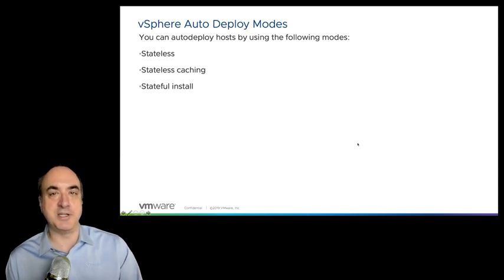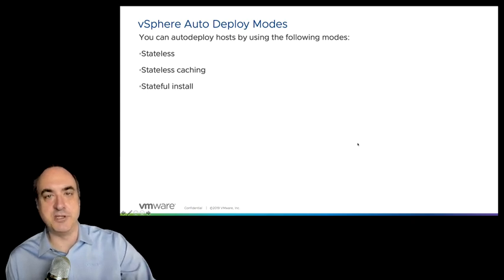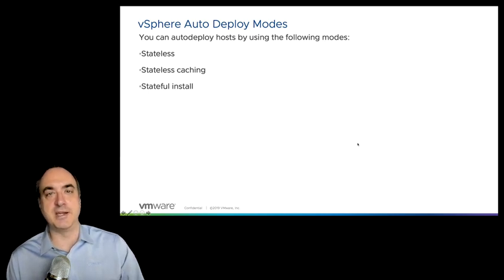I like that one a lot because then it doesn't have a huge dependency on vCenter's uptime like stateless caching does. And then stateful install, well, that's like a typical network-based installation, right? A Kickstart, for instance. The ESXi image is actually installed on a local boot image, and now that server will then boot off of that image going forward.